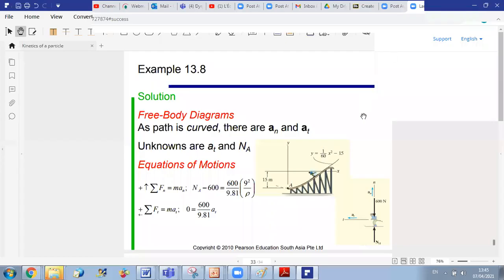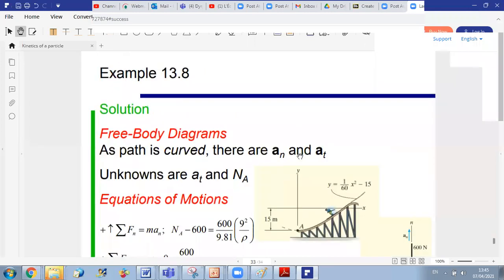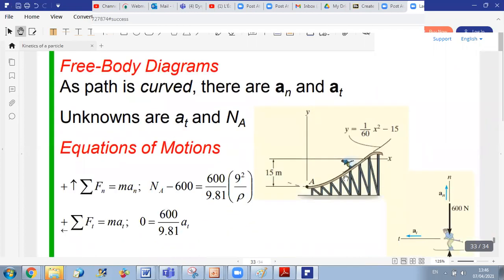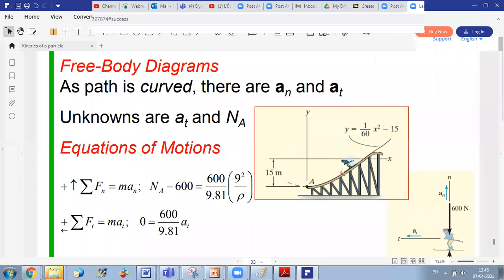Okay, so if we consider the same problem now, but with a smaller difference that instead of working at A, we will work at any location in between. So for example, here you have the equation y is equal to 1 over 60 x squared minus 15. If I tell you, for example, x equal to 4, what will be the normal and the acceleration?